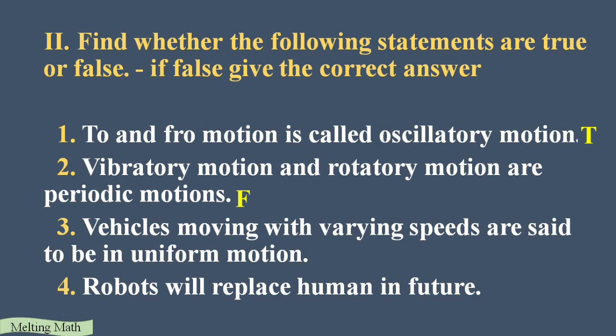Let's see the third one. Vehicles moving with varying speed are said to be in uniform motion. Is it uniform motion? No. It's a non-uniform motion, because a vehicle moving with a varied speed, we already discussed in the previous video also, is always a non-uniform motion. If vehicles move at the same speed with the same velocity on a straight road, that's only the uniform motion. Okay, so the third question's answer is false.